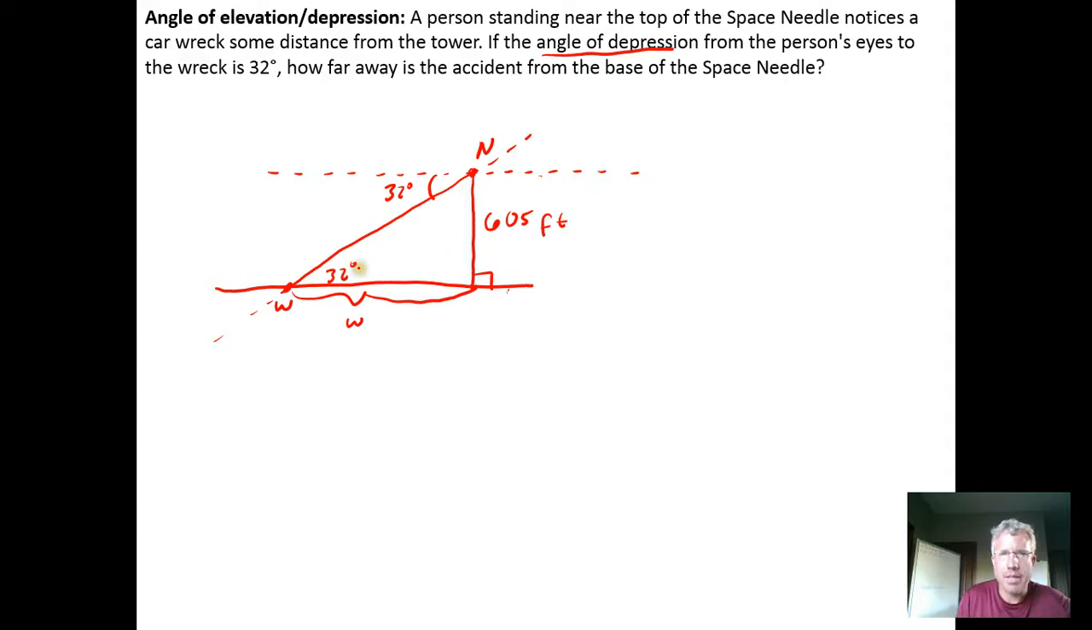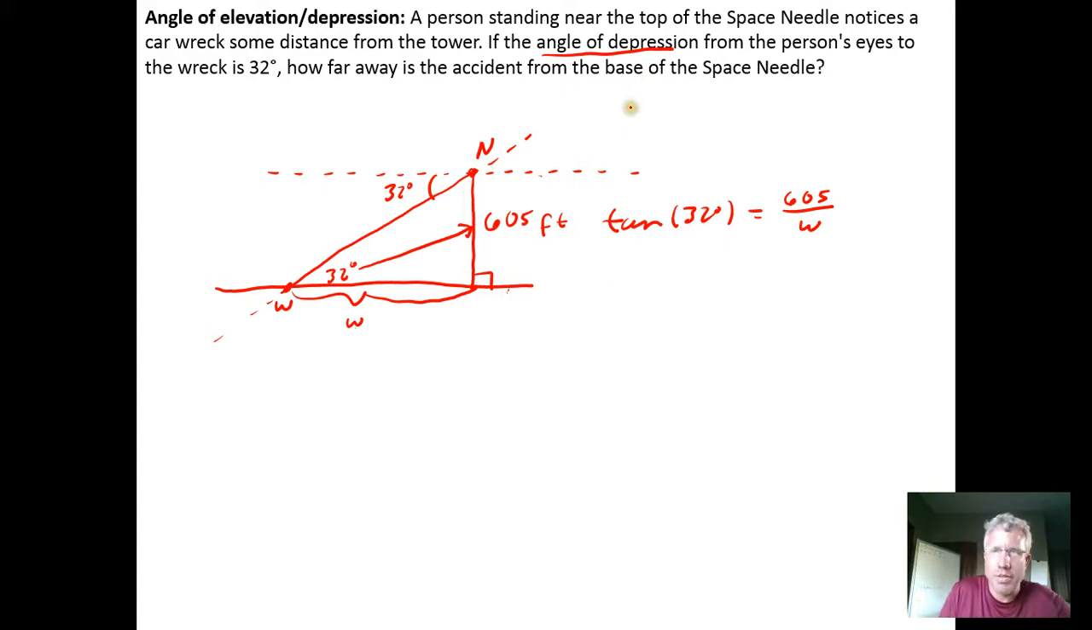And I know the height opposite the 32 degrees is 605, and I want to know the length of the side that is adjacent to the 32 degrees. So this is an opposite over adjacent situation. So again, I'm going to use the tangent function. I'm going to say the tangent of the 32 degree angle is the opposite, a 605 foot height, over this length or distance that is adjacent to the 32 degree angle. I'm using the tangent function, not the cotangent function in this case.